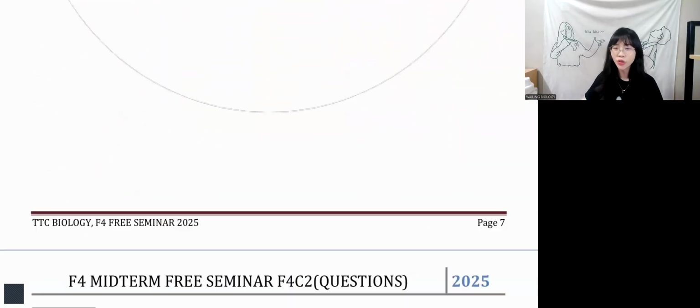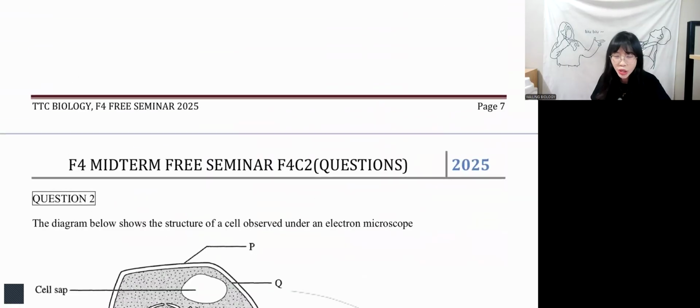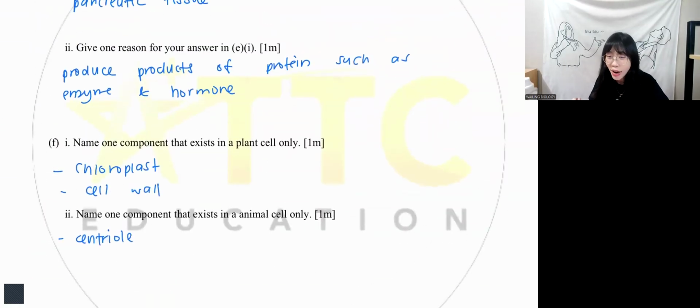Okay, now we're going to move to the next question. The diagram below shows the structure of a cell observed under an electron microscope. This is a cell. Now, how do I know what cell this is? Is this a plant cell or animal cell? We're going to look at the components inside the cell. Take a smart guess. Correct. That is a plant cell.